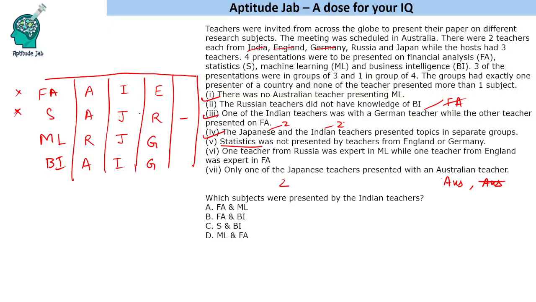Now we have filled 12 of the values, right? So one English teacher is left. Australia 3 are done, Russia 2 are done, 2 India, 2 Japan and 2 Germany, right? So one English teacher is left, so the English teacher cannot be here. Now the English teacher can be in either of these 2 positions because we do not have any further information. Let's check once again. Russian not BI, and yes, no other information is given about the English teacher. So with the English teacher, either machine learning could have 4 teachers or business intelligence could have 4 teachers.